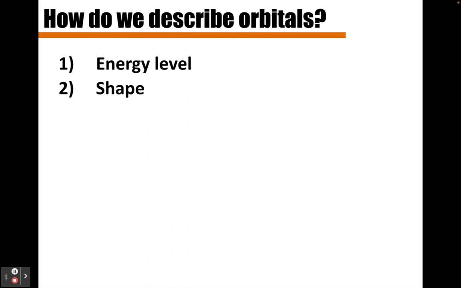Second, we can describe them by their shape, right? So different orbitals have different shapes. Remember, the orbital is just a probability map of finding the electron within that area, like a 90% probability of finding it within that area. And so different orbitals have different shapes, and we'll see that they have pretty weird shapes, some of them anyway.